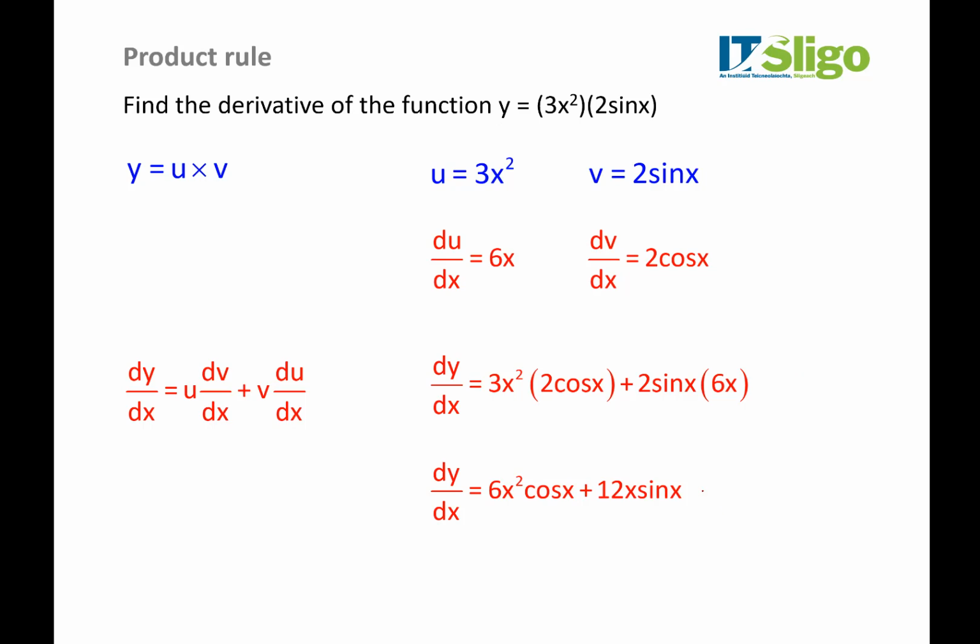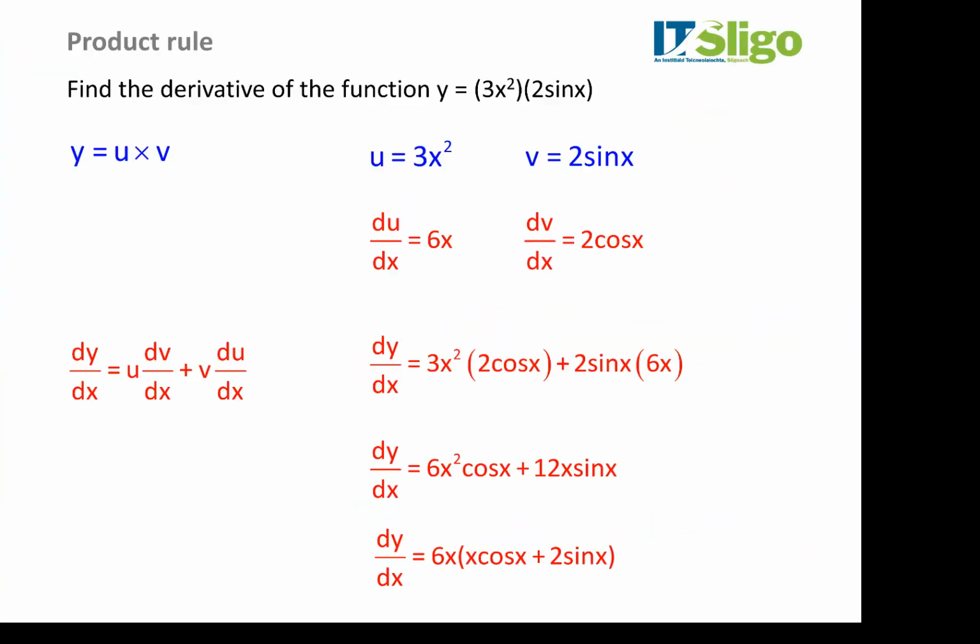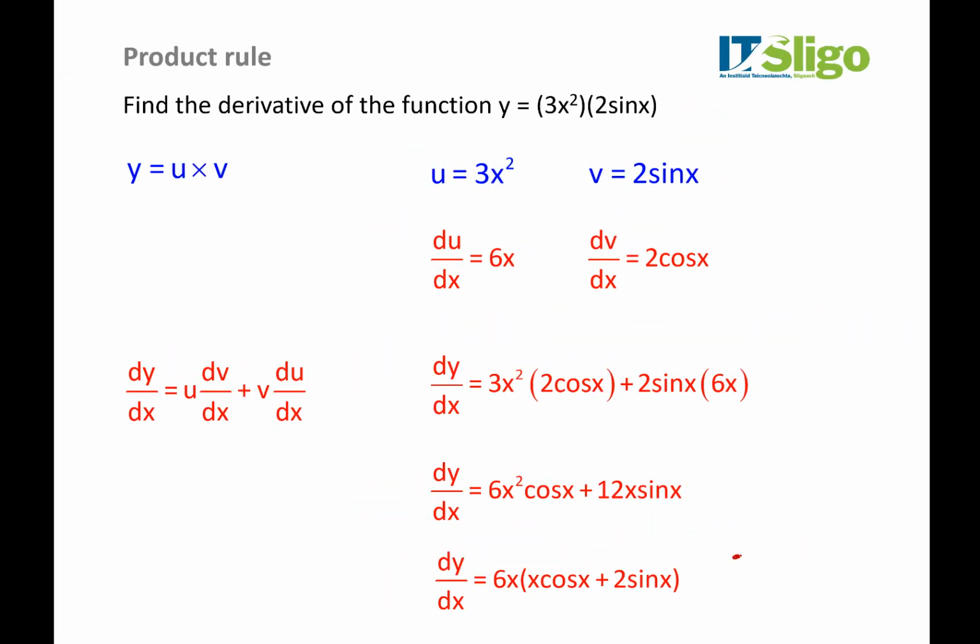So we take another look at the product rule now. Oh, sorry, I've forgotten there's a common term here. 6x is common to both of these. So we take it out. So 6x, this is just factorization. We looked at this in semester 1. 6x by x cos x, and then 6x by 2 sin x. So this is just the neatest way of writing that expression.